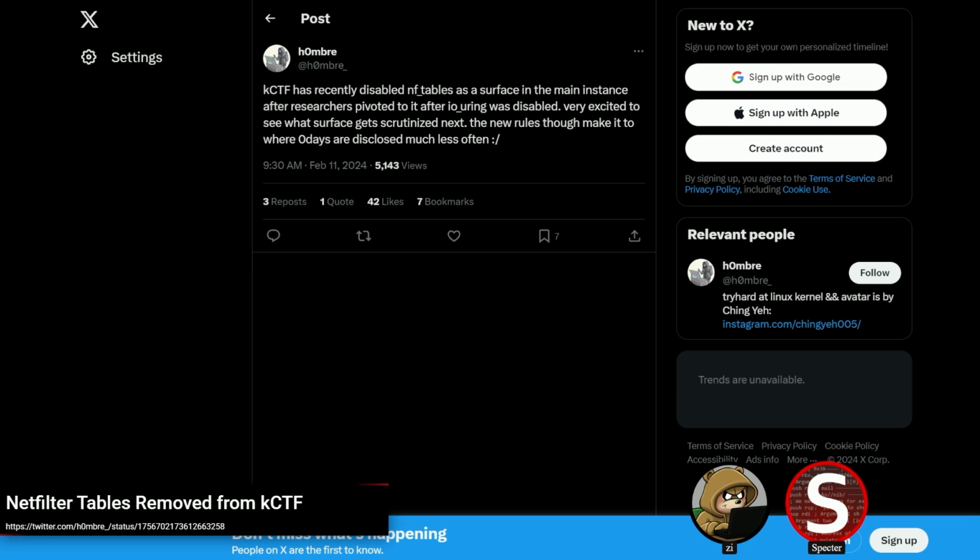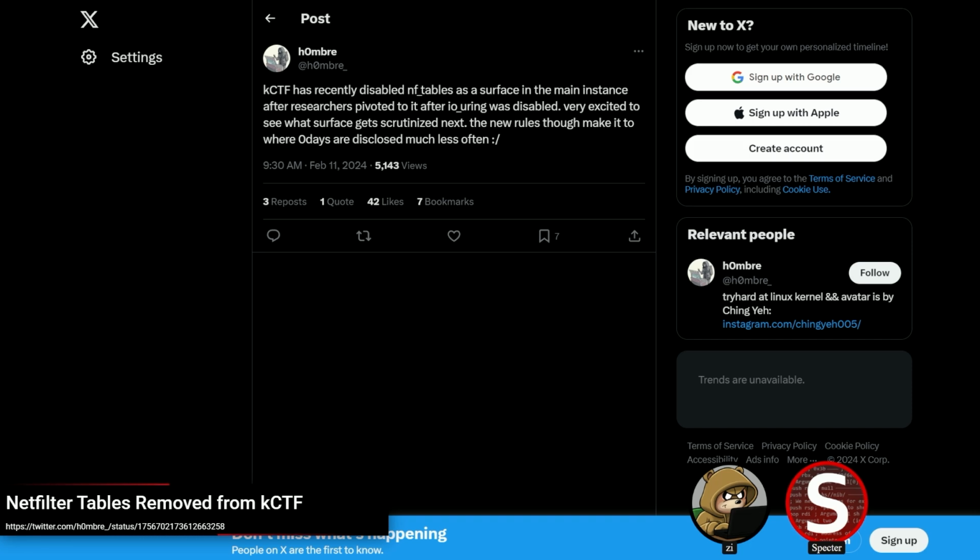So this was a tweet that I saw by Hombre. They do Linux kernel research, and he had mentioned that kCTF recently disabled NF tables as a surface in the main instance after researchers pivoted to it after IOU ring was disabled. Very excited to see what service gets scrutinized next. The new rules, though, make it where 0 days are disclosed much less often. So this was quite an interesting one.